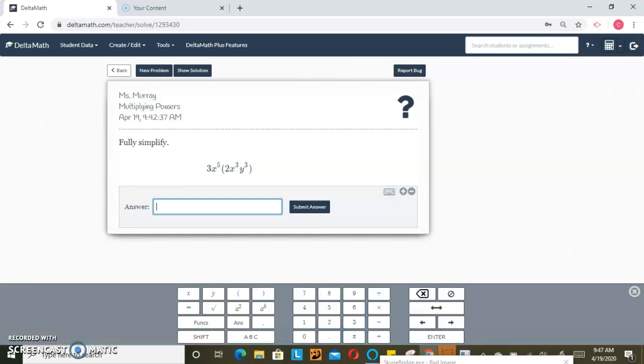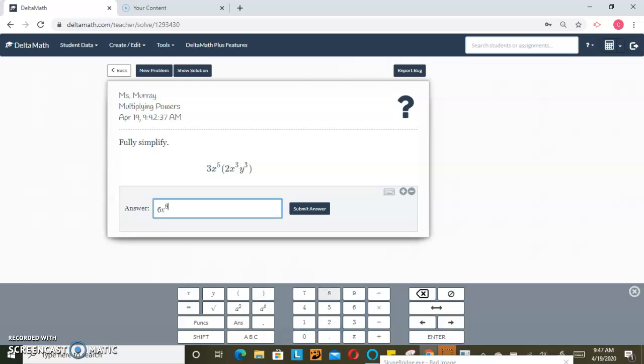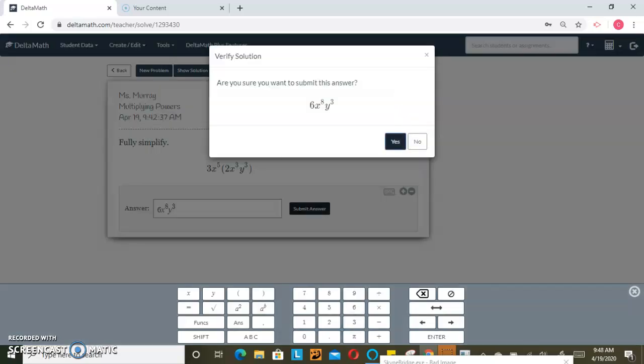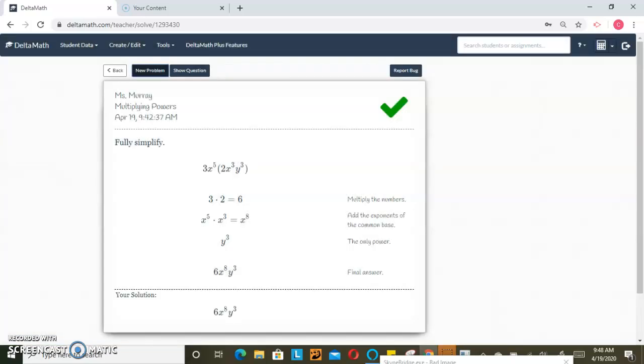I want the keyboard because I need to use some of the special keys. So I have 6x to the power of 8, so I make sure it's in that exponent spot. Then getting out of the exponent, I have y exponent to the 3rd. I submit my answer. Looking good. I'm ready to go to the next problem.